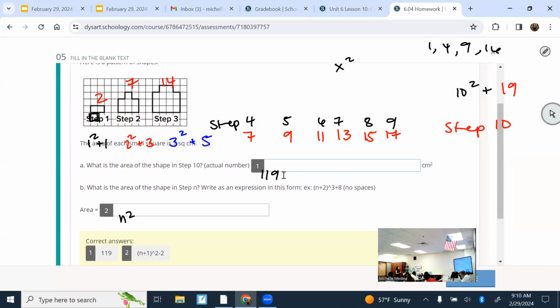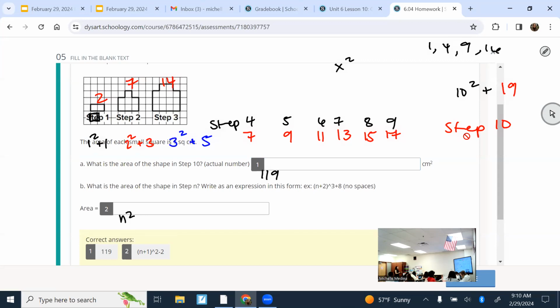Okay, so 119 for circles, right, I continue the pattern. For the area, it's giving me this expression, which I don't think you will need to know for your test. But that's the expression. Looks like they're doing the step number plus 1 squared and then... weird.